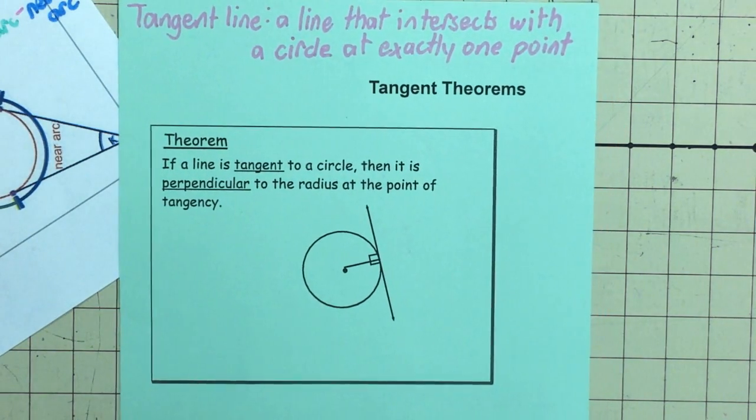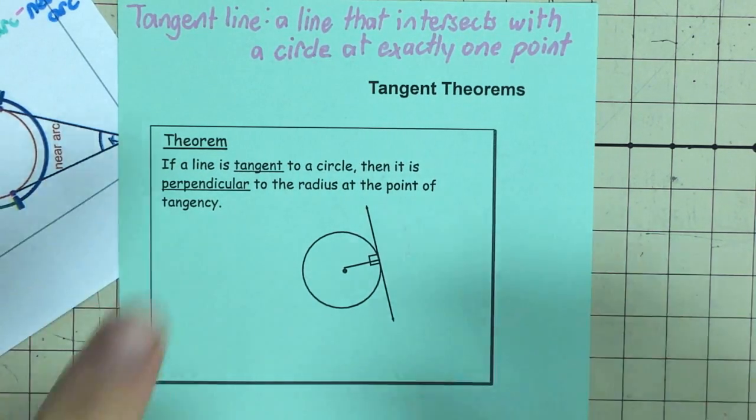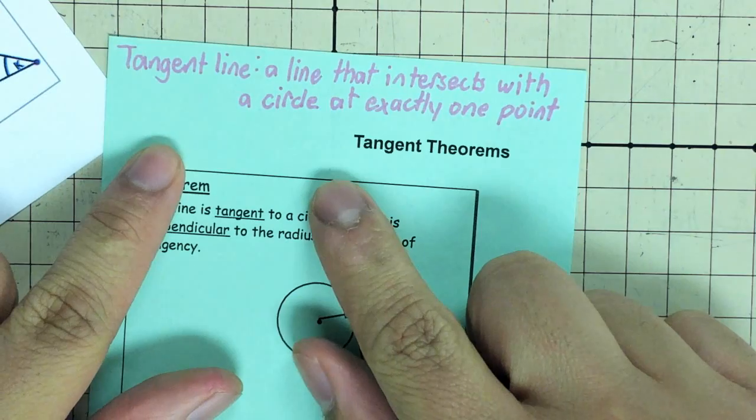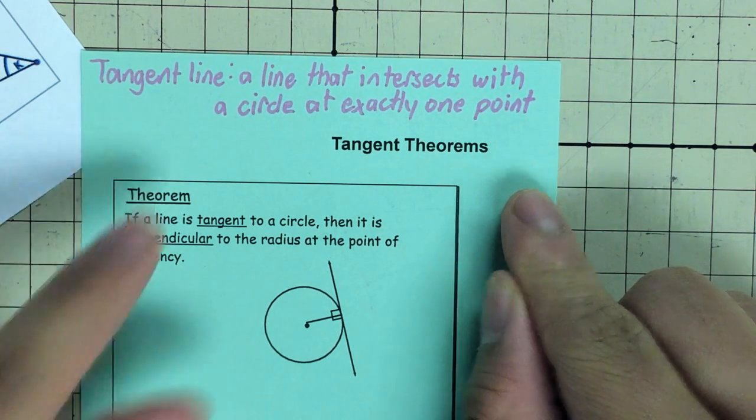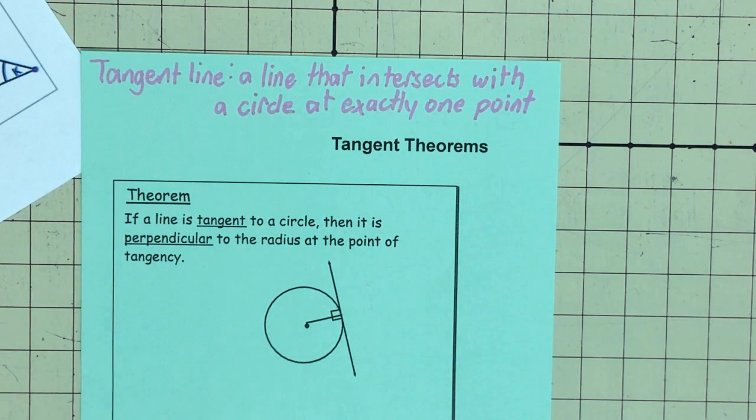Today we will go over tangent lines of a circle and the properties and theorems associated with it. So let's start with the definition. A tangent line is a line that intersects with a circle at exactly one point.